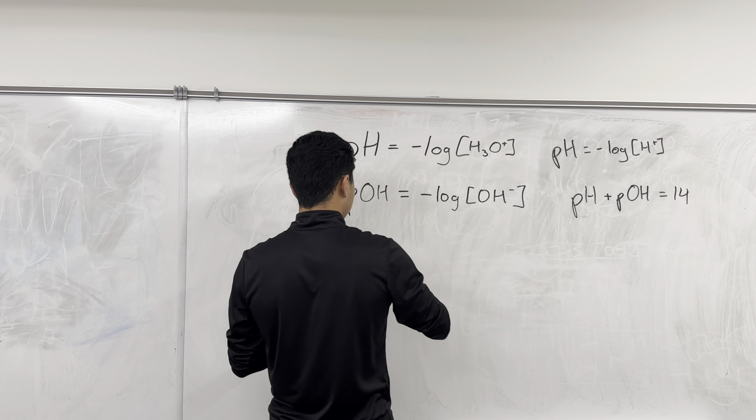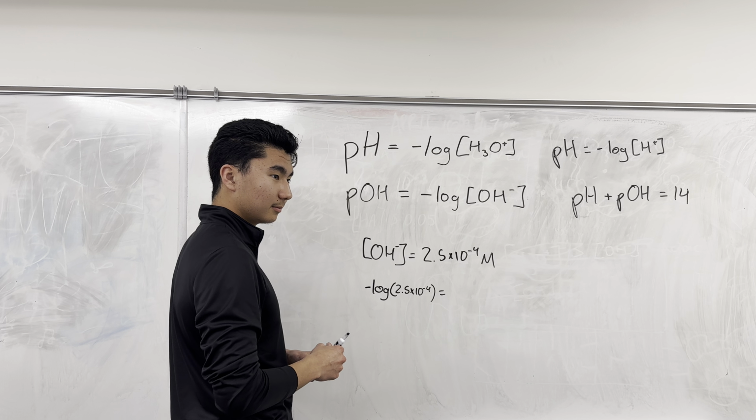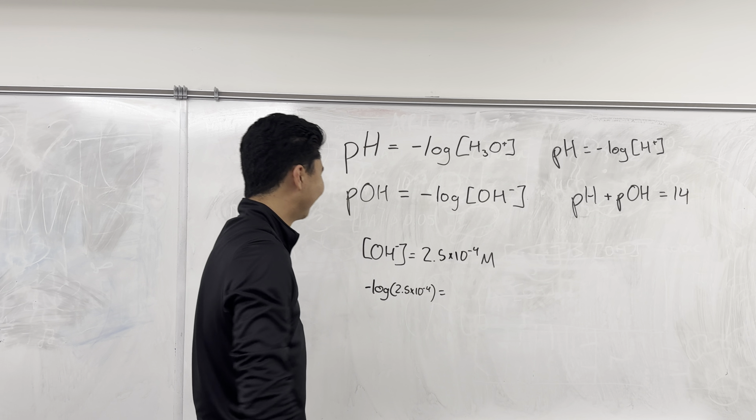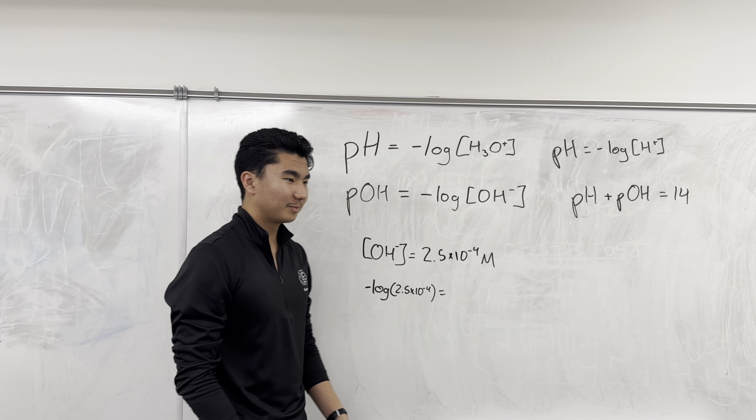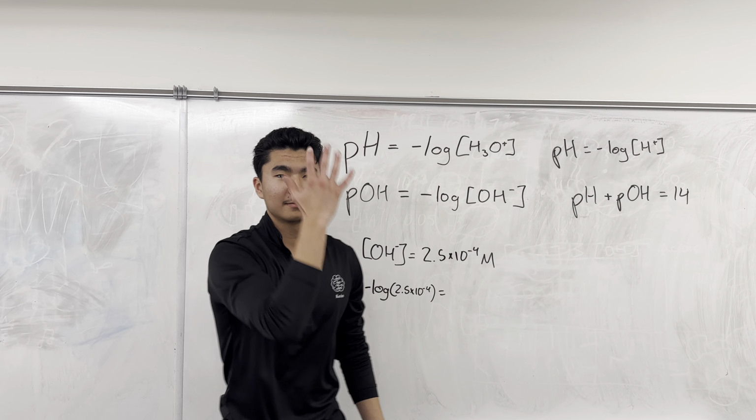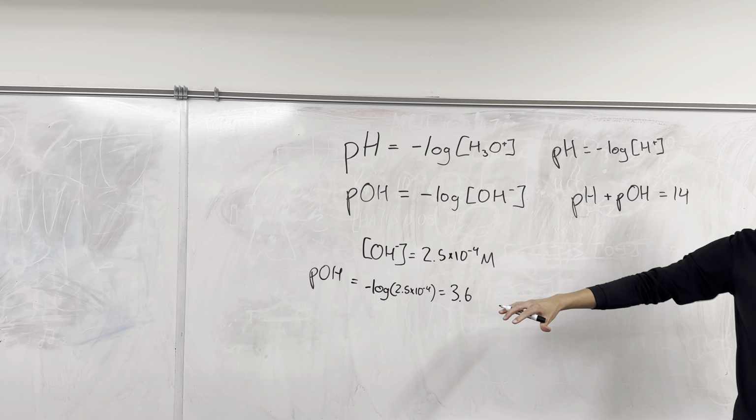And that gets us 3.6. All right, so we got 3.6, but that's our pOH. So this is our pOH. We're trying to find pH, not pOH.